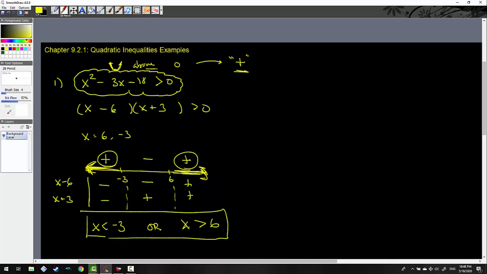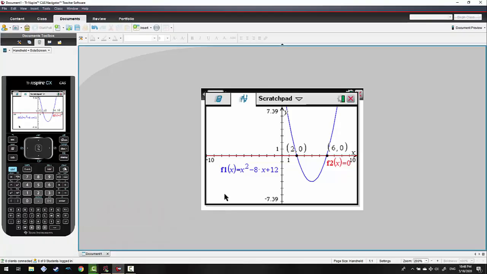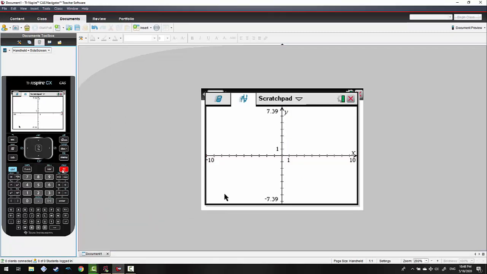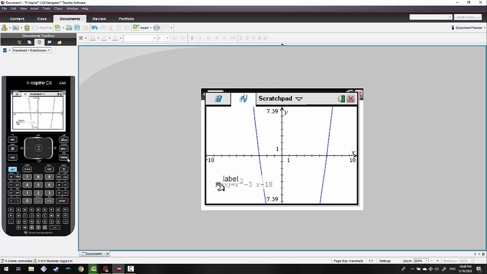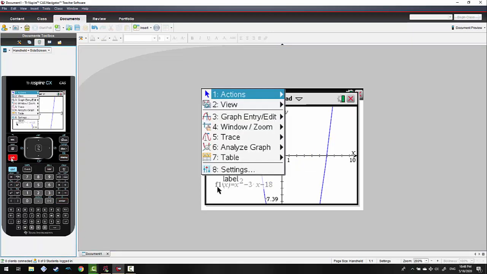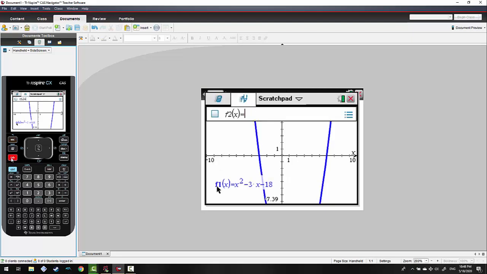Before I move on to the next example, I do want to show you guys this in the graph. I always like to reinforce this with the graph, so I will go ahead and delete all of this right here. So I'll go and put in these functions here. So x squared minus 3x minus 18. So there is my parabola right there, and I will go ahead and graph the 0 here. And again, I don't have to graph the 0, but I will just because I feel like it.